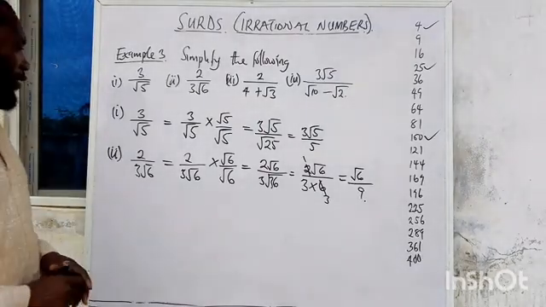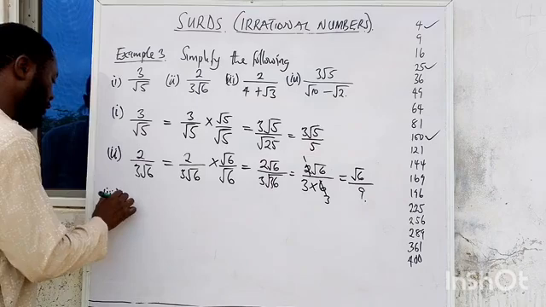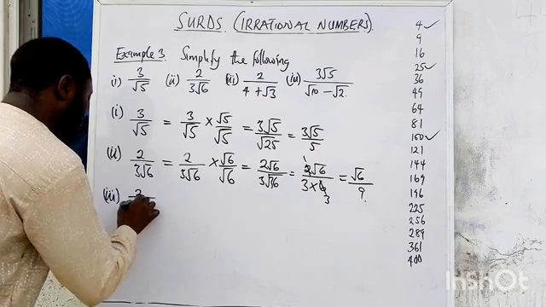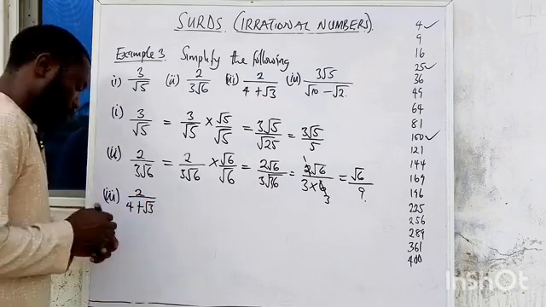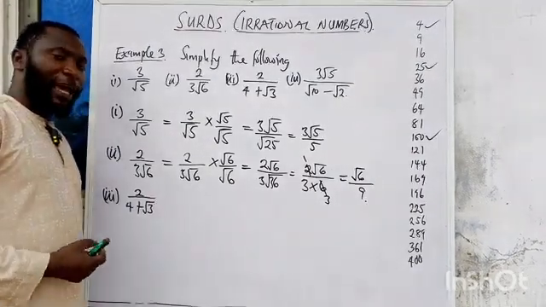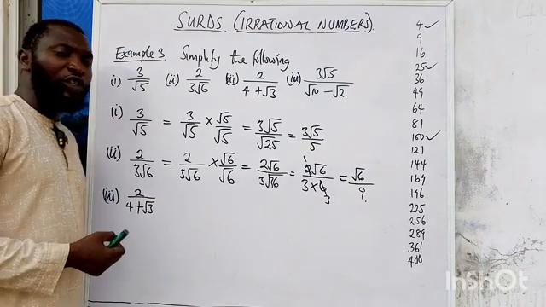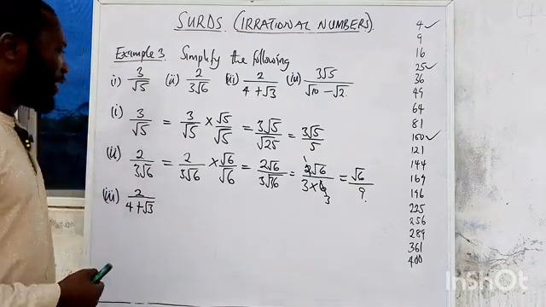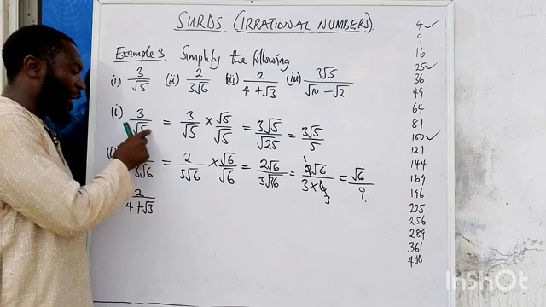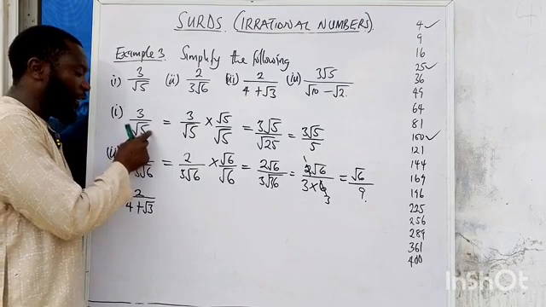Now we move to the next question. Look at this third example here: 4 plus square root of 3. Earlier I said when you are rationalizing, you multiply both numerator and denominator by the conjugate of the denominator. And in the first 2 examples, the conjugate of square root of 5 is still square root of 5.